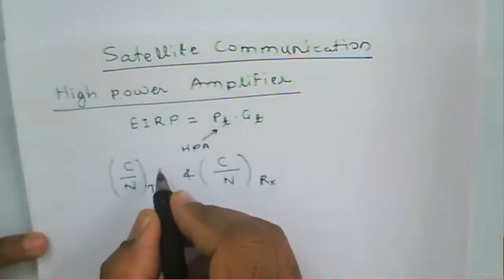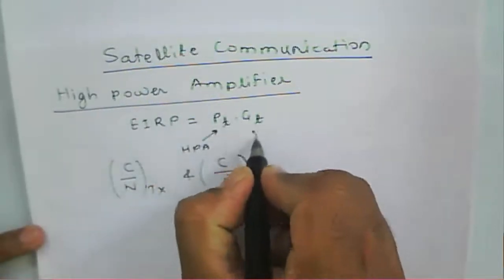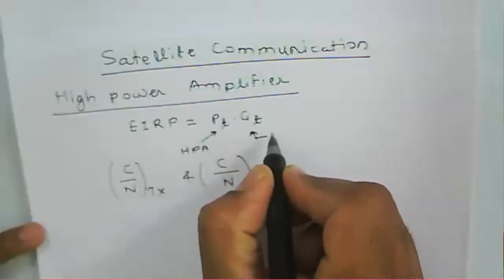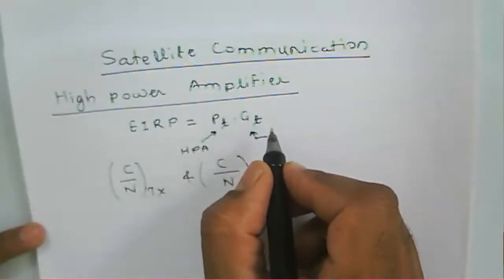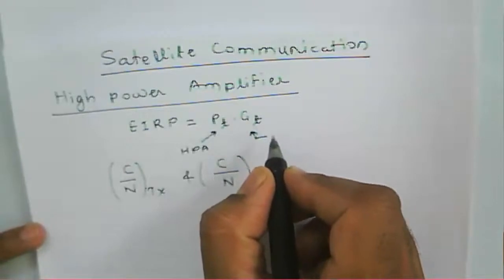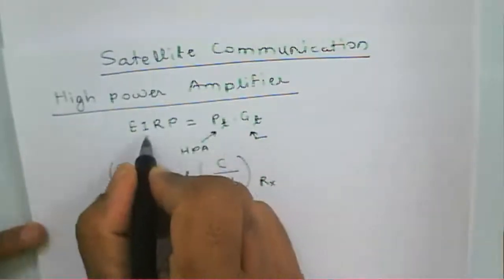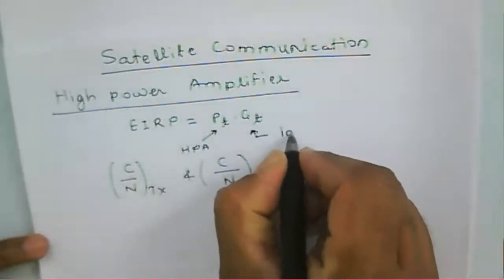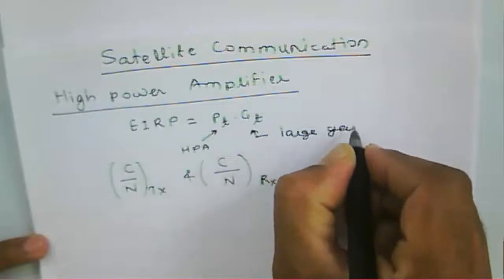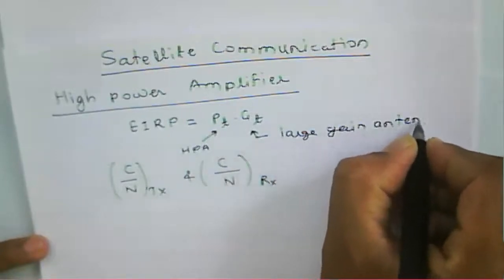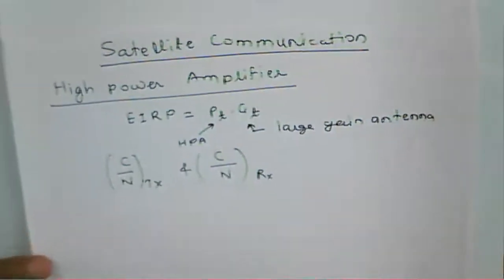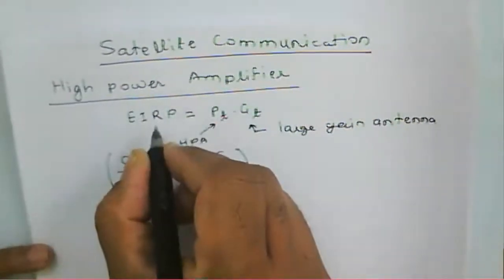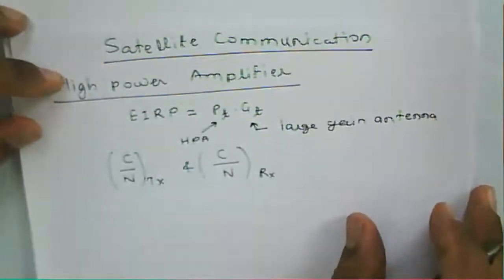Again, along with this high power amplifier, the gain of an antenna is to be high. If large gain antennas are used, then EIRP will be improved here. So with a large gain antenna, EIRP will be higher. That means we have scope to improve the EIRP with the transmitted power as well as the large gain antenna.